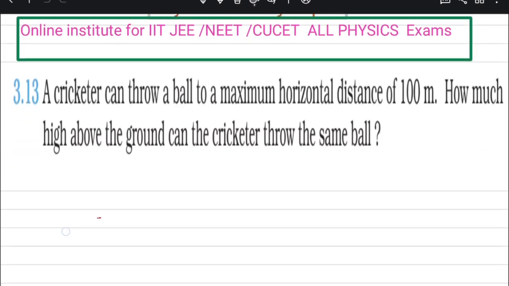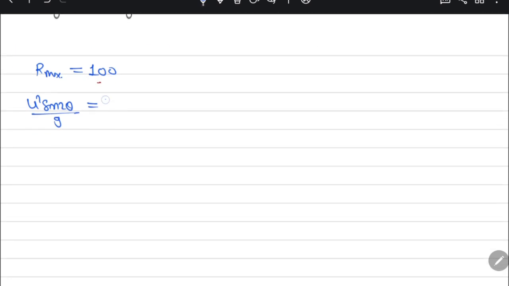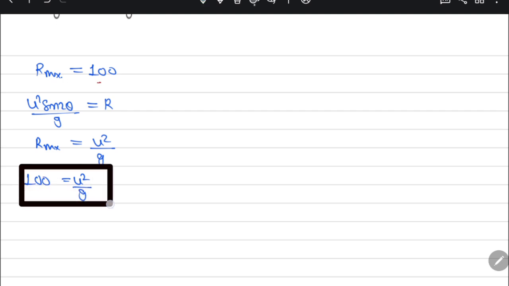A cricketer can throw a ball to a maximum horizontal distance. Maximum horizontal distance means range maximum. They have given the maximum horizontal distance, that is 100 meter. U square sin 2 theta by g is our range formula. And for range maximum, this formula becomes u square by g, and they have given 100 is equal to u square by g.